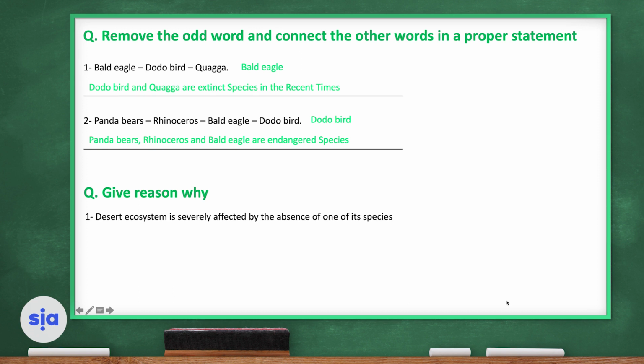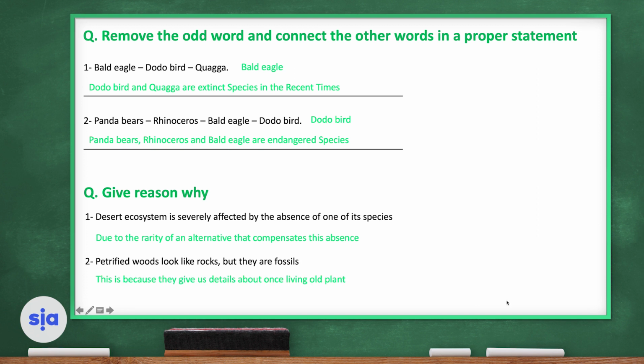Give reason why. Desert ecosystem is severely affected by the absence of one of its species. I think we said that the desert ecosystem is a simple ecosystem, so there is no alternative to compensate when one of the species is absent. Number 2, petrified woods look like rocks, but they are fossils. Yes, because they give us details about once living old plants. We call them stone fossils.